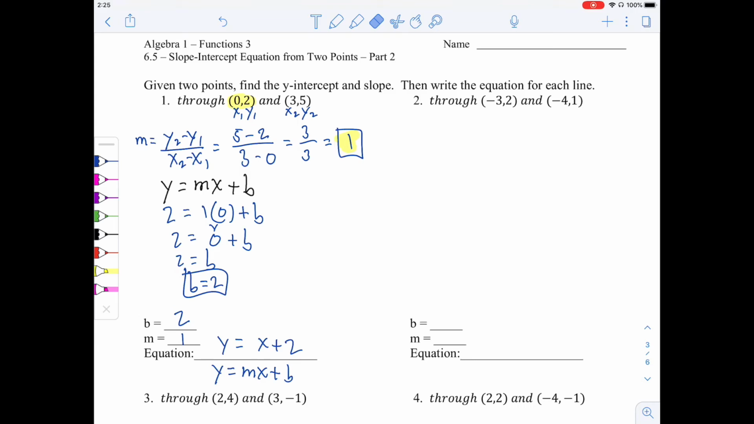Okay, same for number 2. We have our points again, x1, y1, x2, y2. Always write that. Then we have our slope given by y2 minus y1 over x2 minus x1. And then we plug in our numbers, right? So our y2 is 1 minus our y1, which is 2. And then our x2, which is negative 4, minus our x1, which is negative 3.